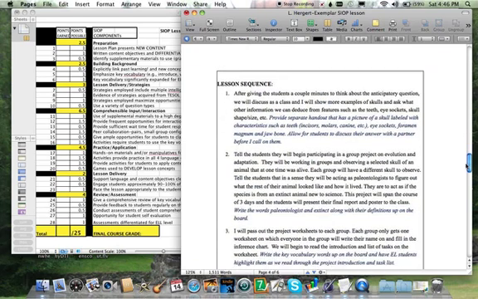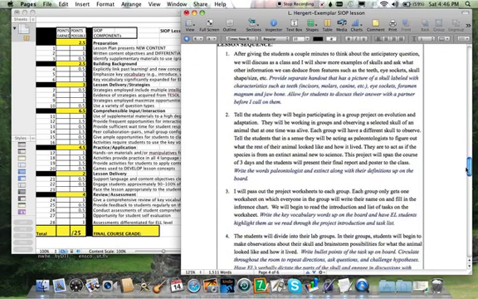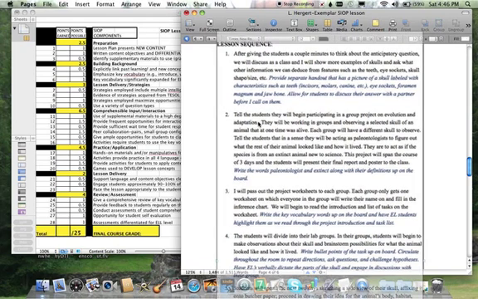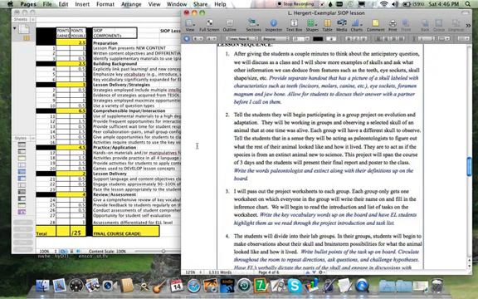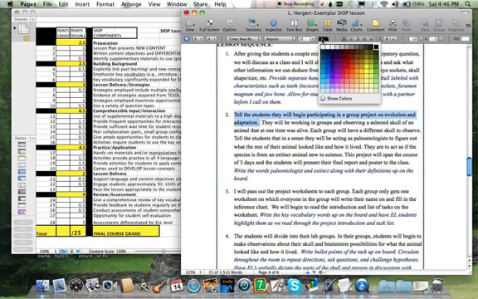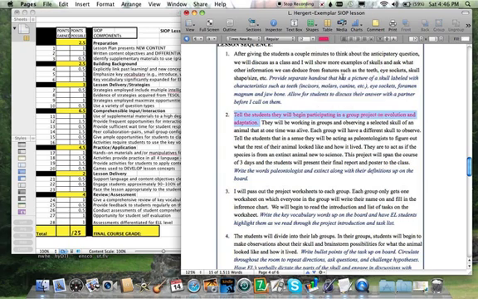Examples of skulls. Tell students they will begin participating in a group project on evolution and adaptation. Yes, this is new content. So in order to indicate that this is new content, I will highlight this text. I will mark it red so that it's easy for my partner and for my professor to see that it's there, because you will be putting both the checklist and the marked lesson in the drop box.